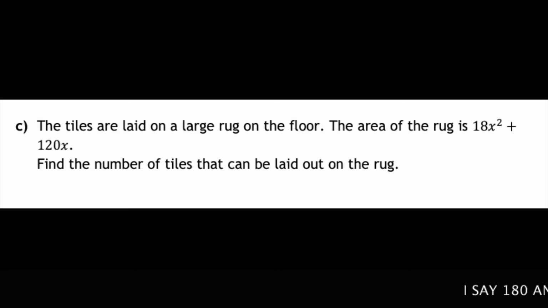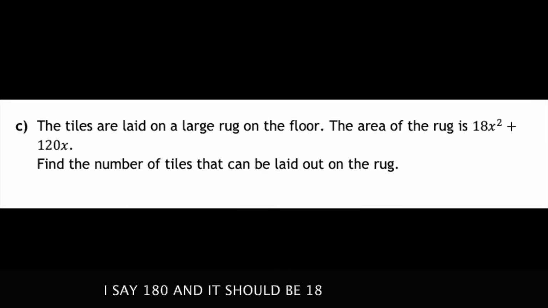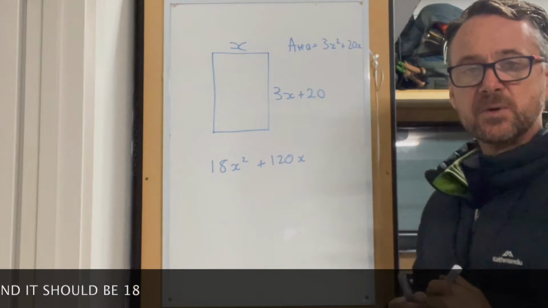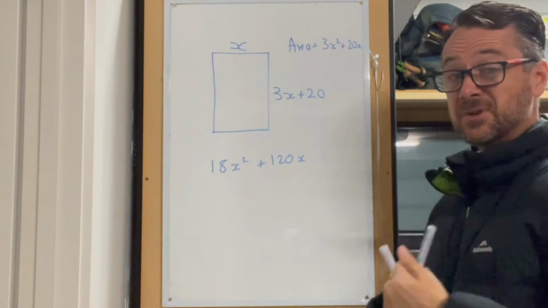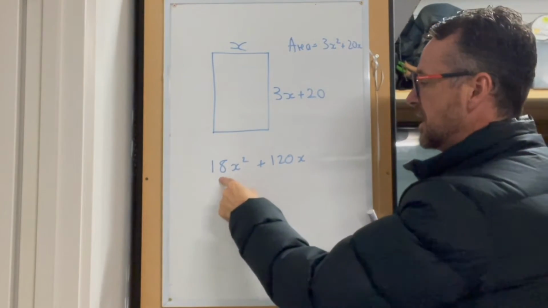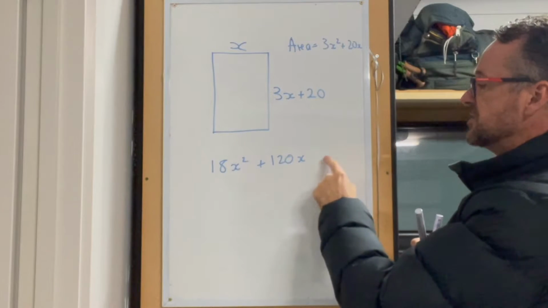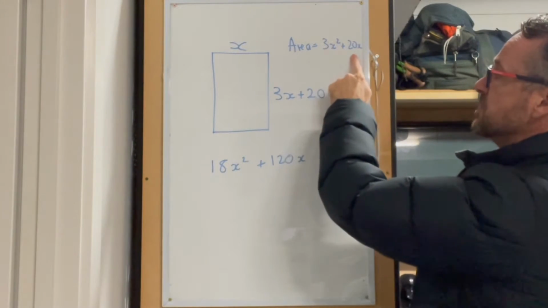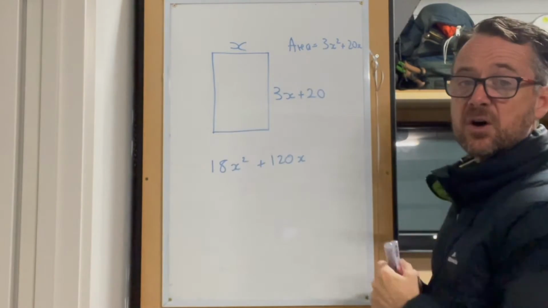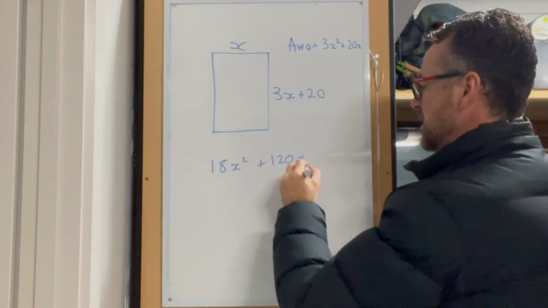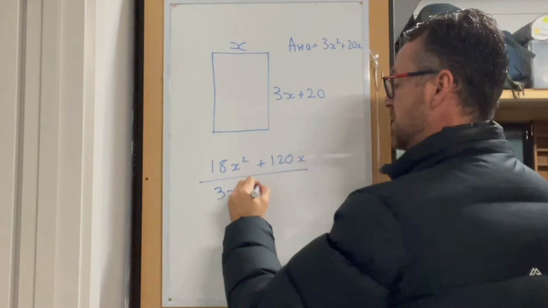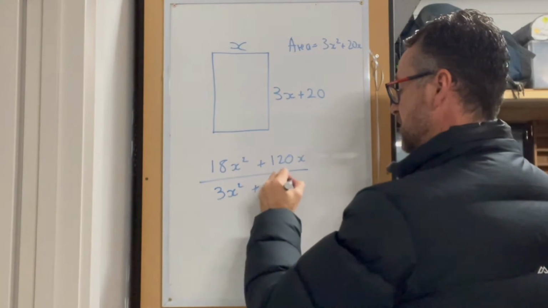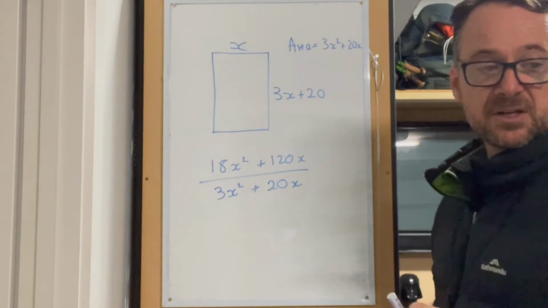Part C tells us that our tiles are going to be put onto a rug, and this rug has an area of 18x squared plus 120x. And we're asked how many tiles are going to fit on the rug. So in other words, we need to do a division question here: 18x squared plus 120x divided by 3x squared plus 20x, which is the area we found of the tile in the previous question. To do that, we need to create this division question, and as we know with algebraic form, division is generally represented as a fraction.